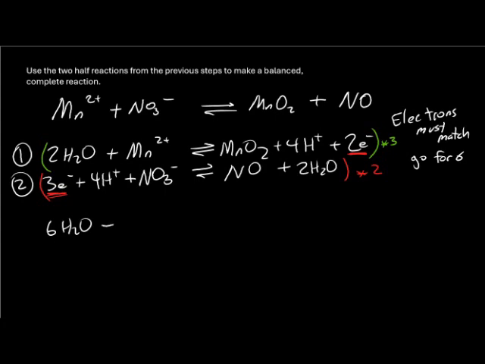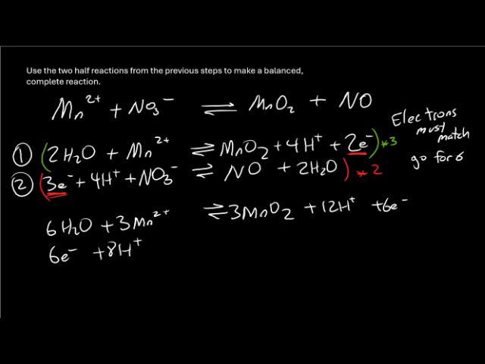Mn2+ times 3 makes 3 Mn2+. Yields 3 MnO2 plus 12 H+ plus 6 electrons. Line 2 will also change because we'll multiply everything by 2. We now have 6 electrons. Then 2 times 4H+ is now 8H+. 2 times NO3 gives 2 NO3.